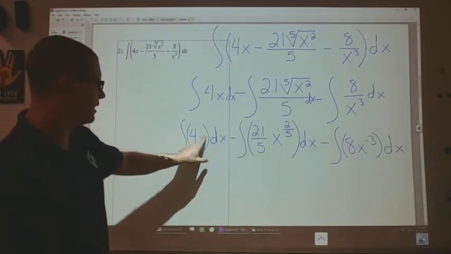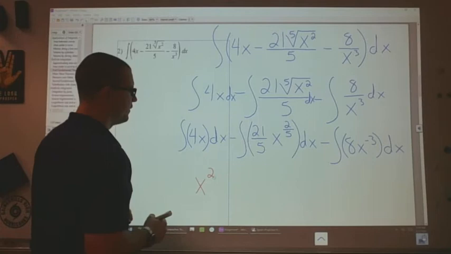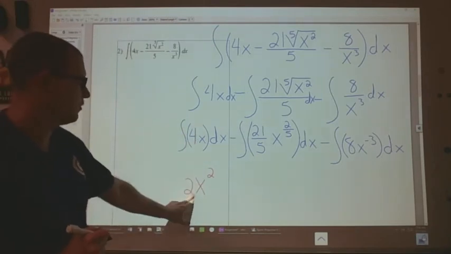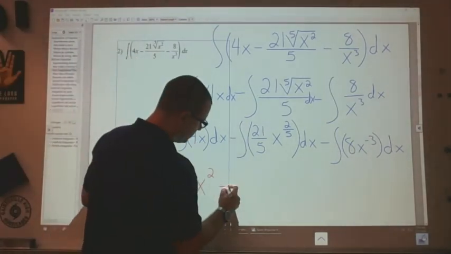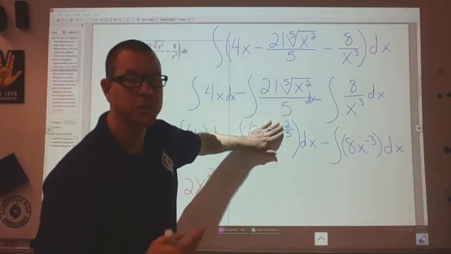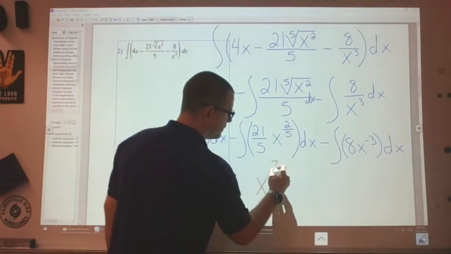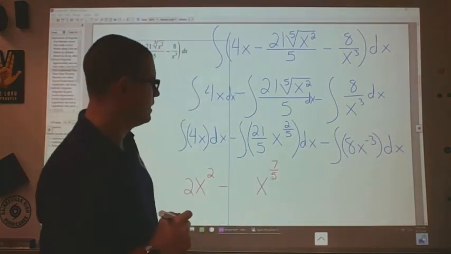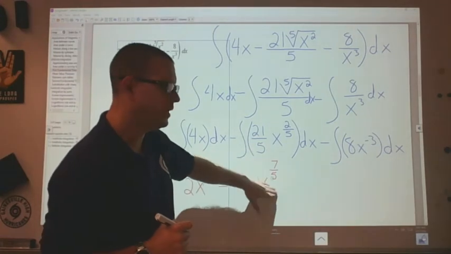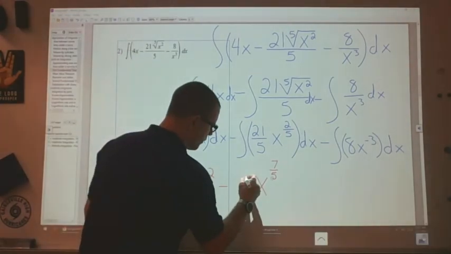Here, add 1 to the exponent, so that's going to become x squared. 1 plus 1. Divide by that new power. 4 divided by 2 is 2. So we have 2x squared from that first integral. Minus, and then we did the same thing here. Add 1 to the exponent. So 2/5 plus 1, 2/5 plus 5/5 is 7/5. So we have x to the 7/5. And then 21/5 divided by 7/5 is just keep, change, flip. So we're going to multiply 21/5 by 5 over 7, which is 3.